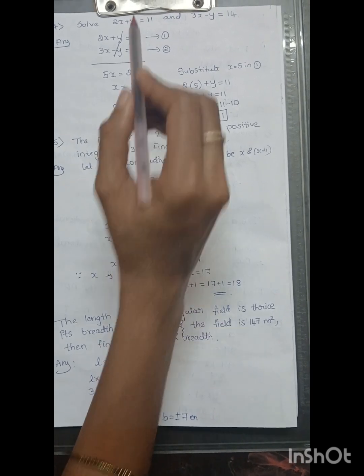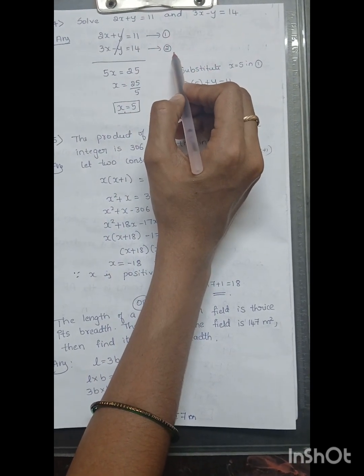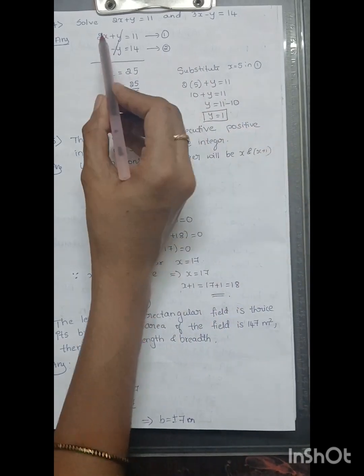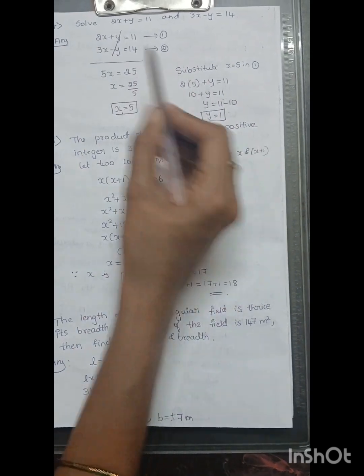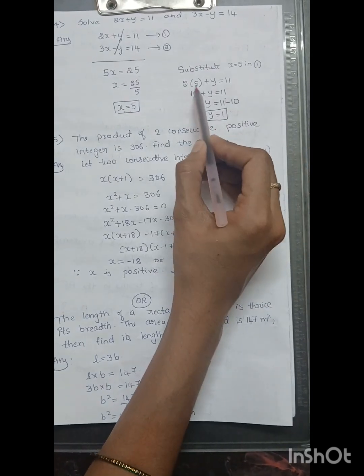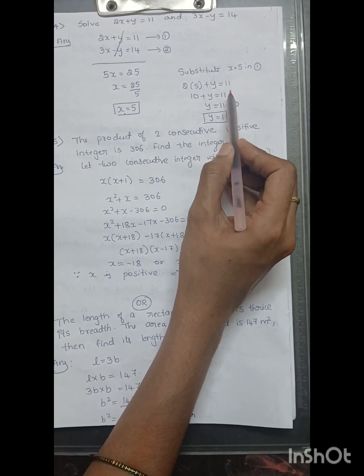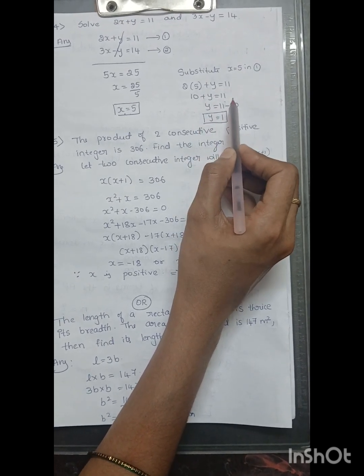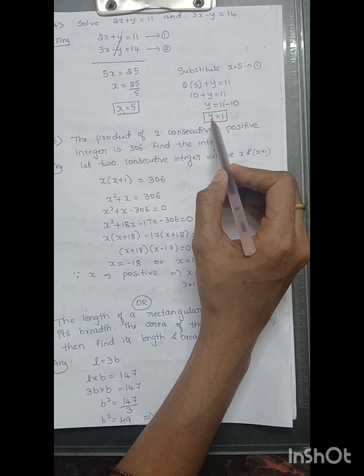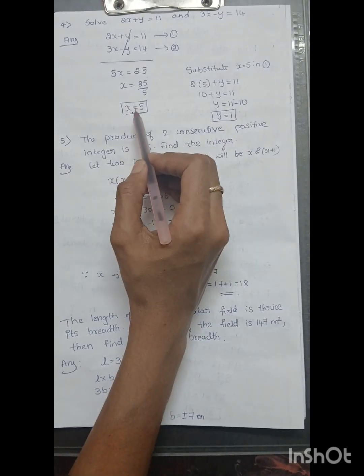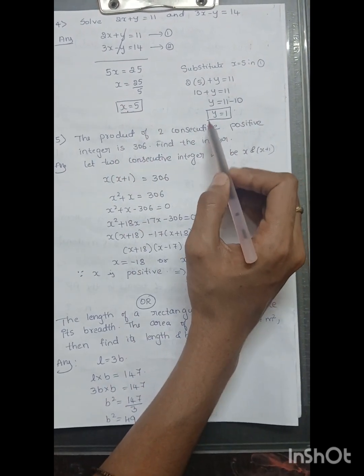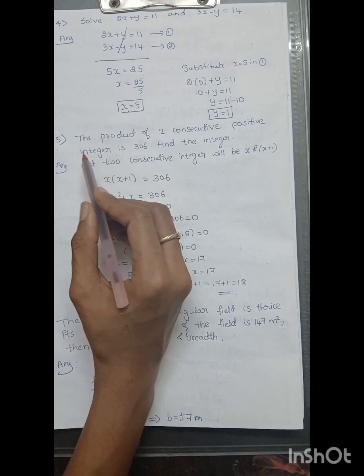Substitute x equal to 5 in equation 1 or in equation 2. So from equation 1, 2 into x value 5 plus y equals 11. 2 fives are 10 plus y equals 11. So 10 is transposed to the other side and becomes 11 minus 10. So y equals 1. So x equals 5 and y equals 1 is the solution for the given pair of equations.